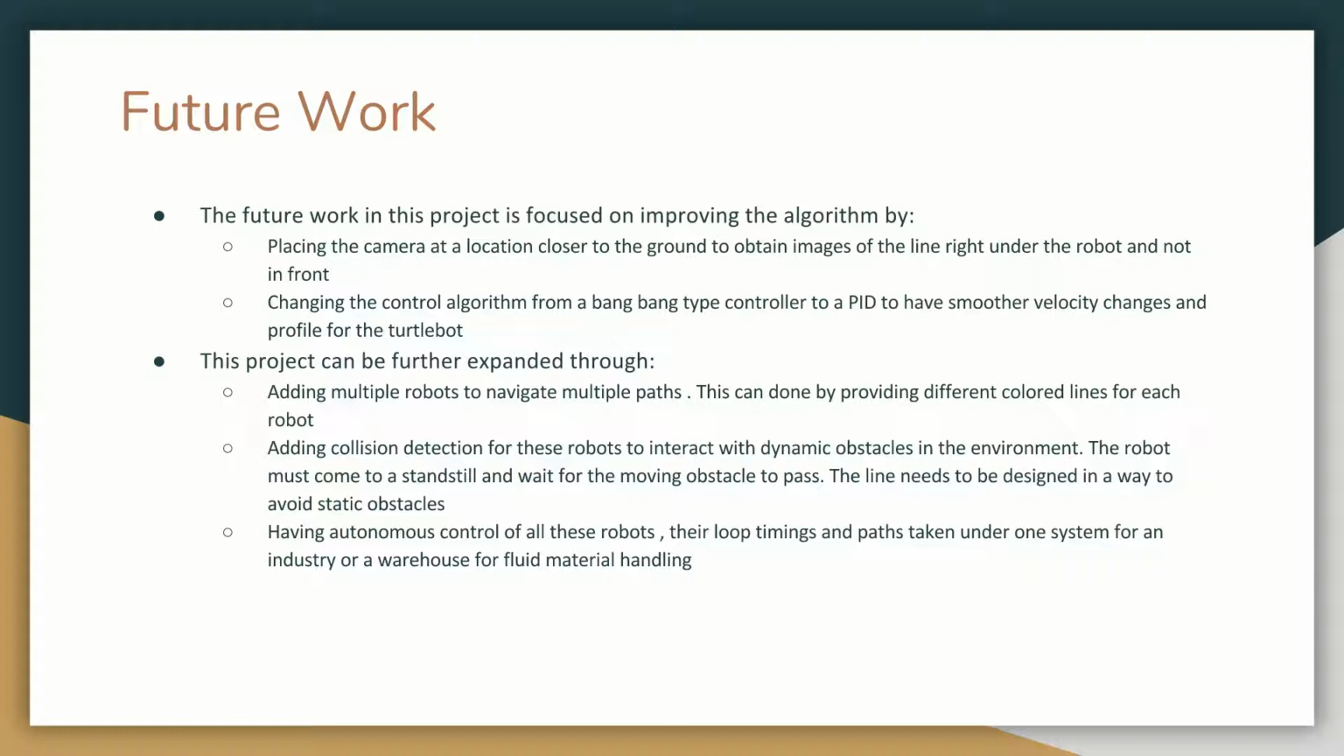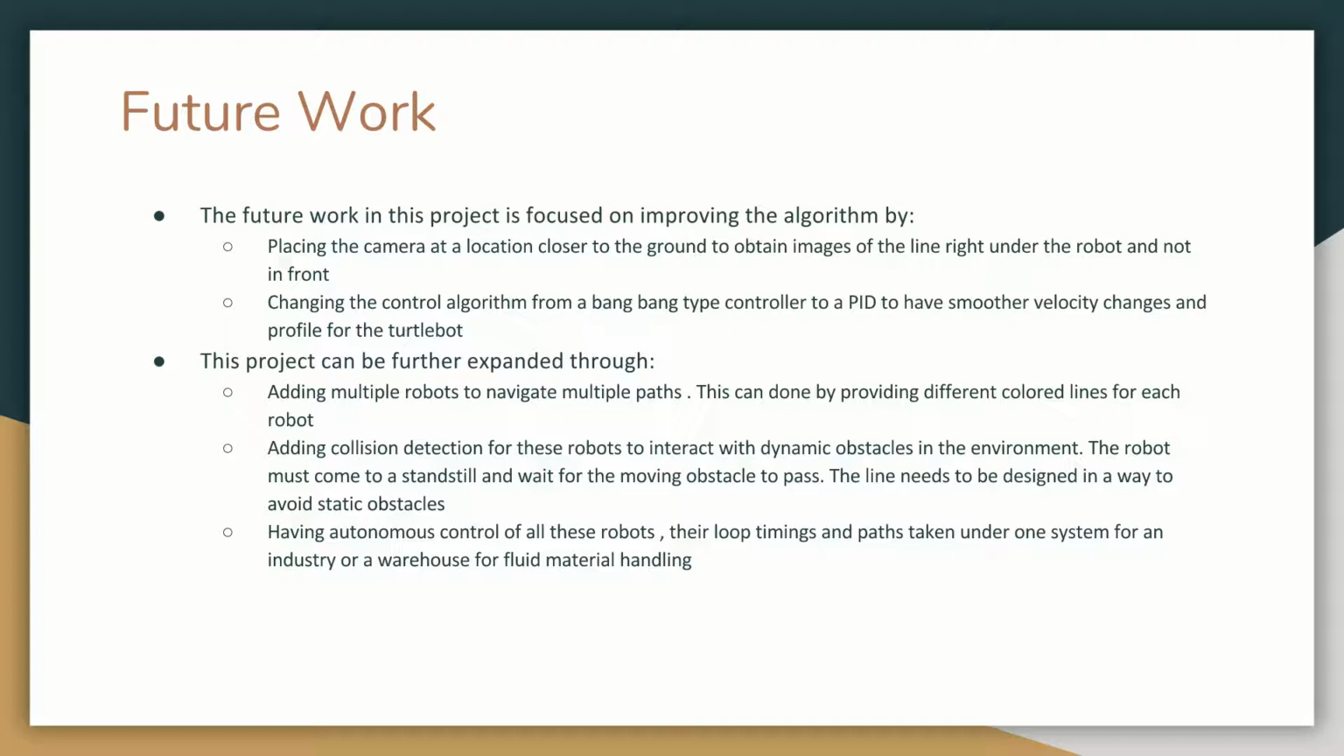The control algorithm is also a bang-bang type algorithm, meaning that it either has commands for going left, right, or straight. This can be improved by using a PID, which will have a smoother velocity profile and control the error from the centroid a little better.